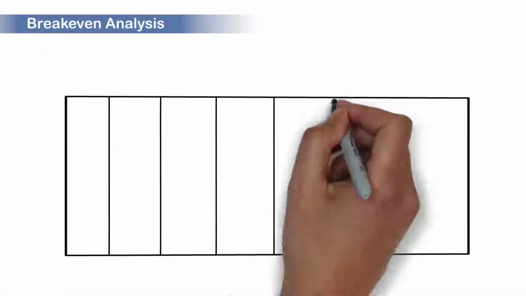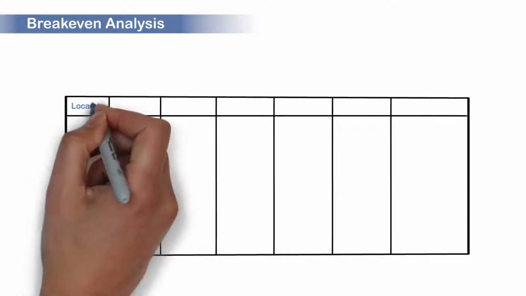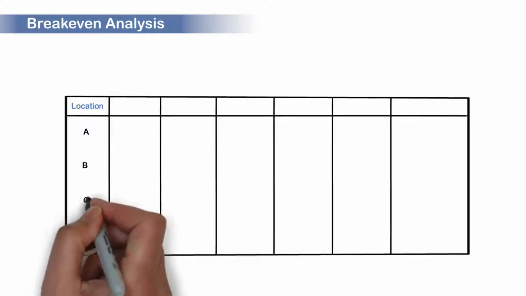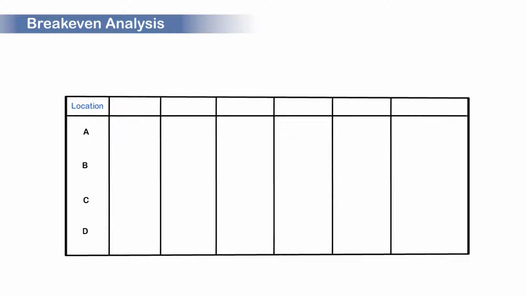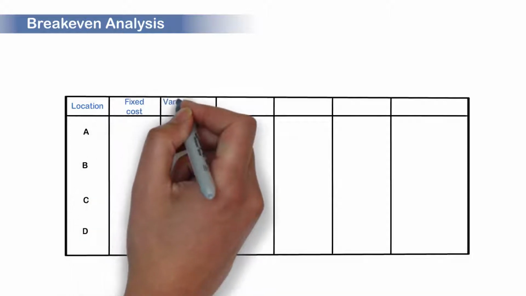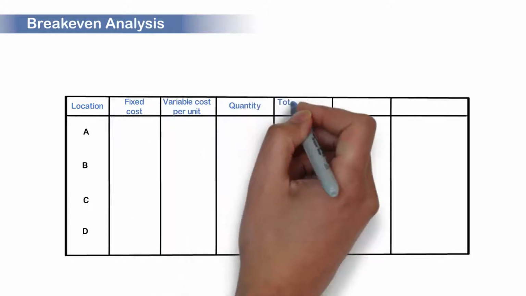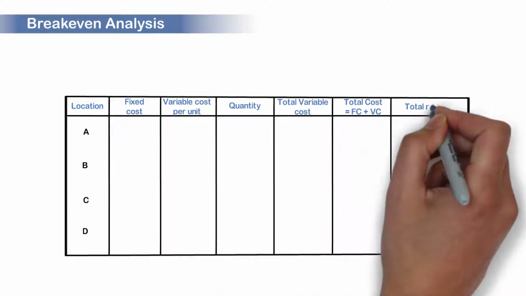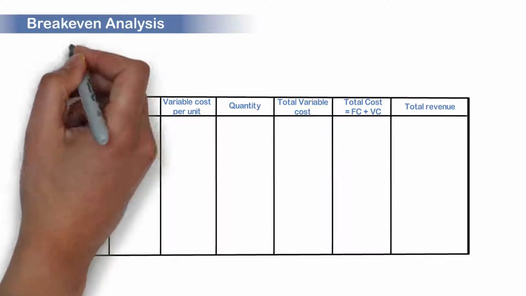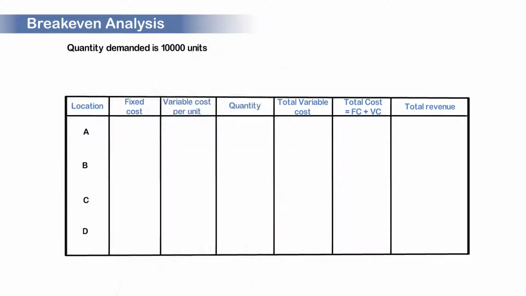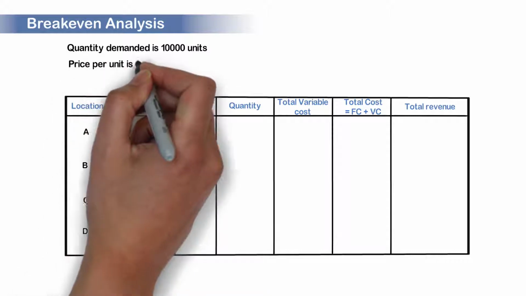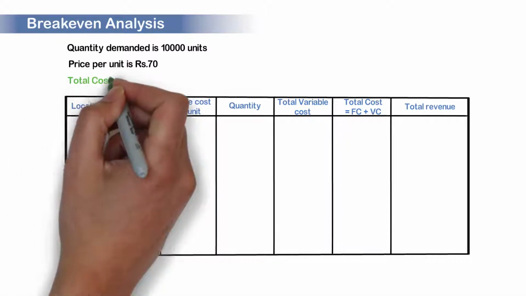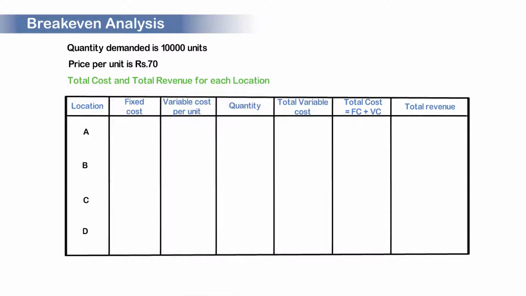Let us consider an example. 4 different locations A, B, C and D are considered for the facility location decision. The fixed costs and the variable costs and the revenue per unit are given below. Let us assume that the quantity demanded is 10,000 units. If the price per unit is rupees 70, we can calculate the total revenue for this quantity. Using the quantity, we have to calculate the total cost for each location and the total revenue as given below.